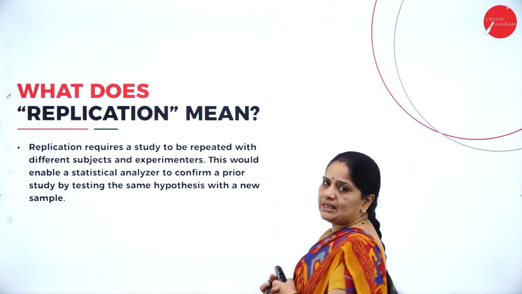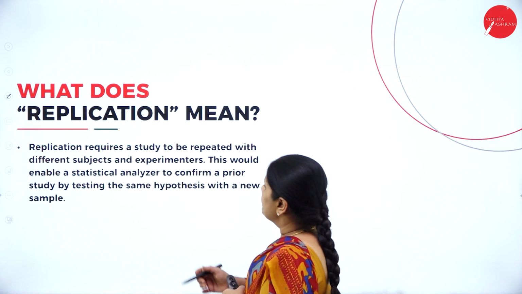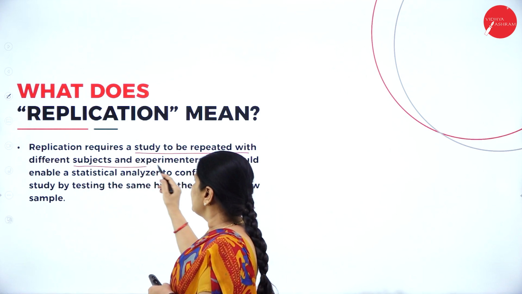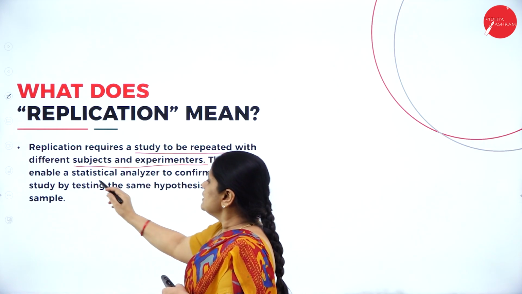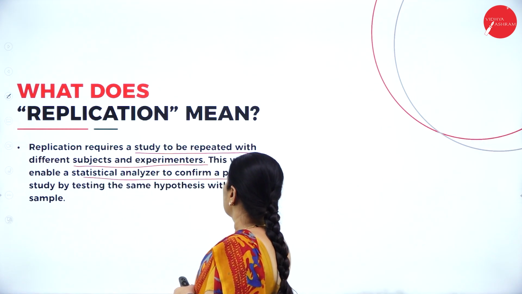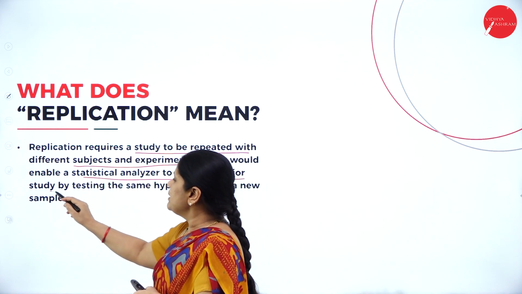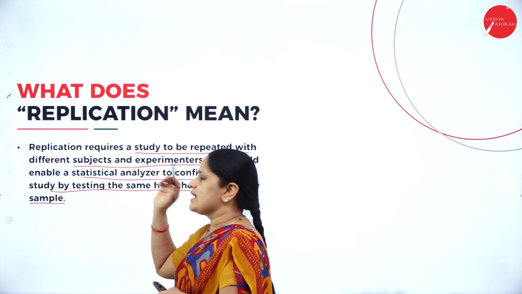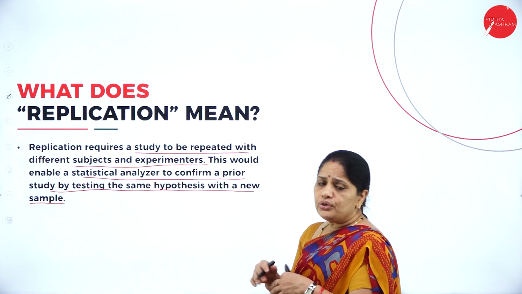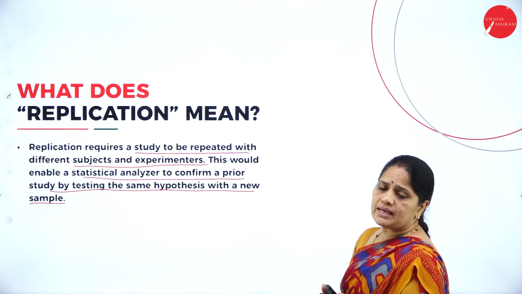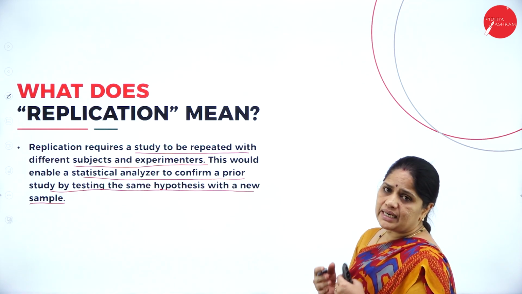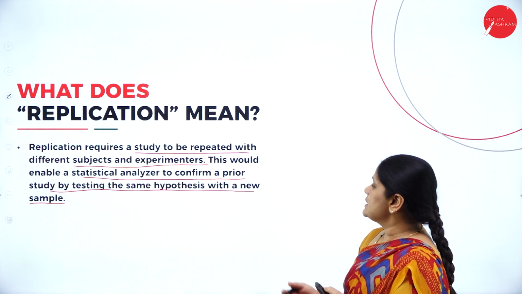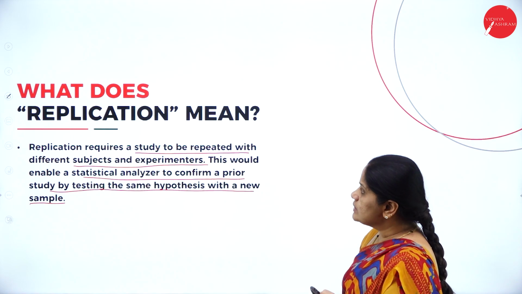Then, what do we mean by replication? Replication requires a study to be repeated with different subjects and different experiments. This would enable a statistical analyzer to confirm a prior test by testing the same hypothesis with a new sample. So replication means you repeat the same experiment with different subjects and different experiments. Why do we do this? It is for testing the same hypothesis with a new sample.